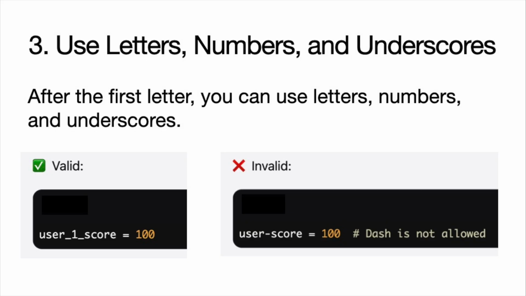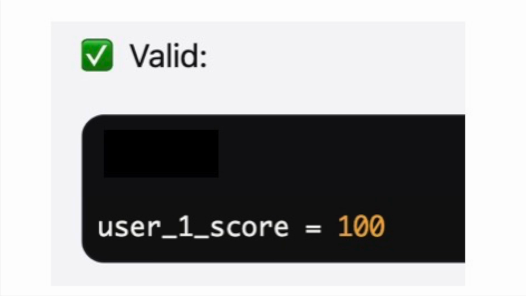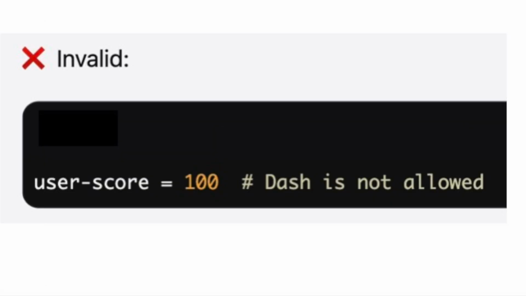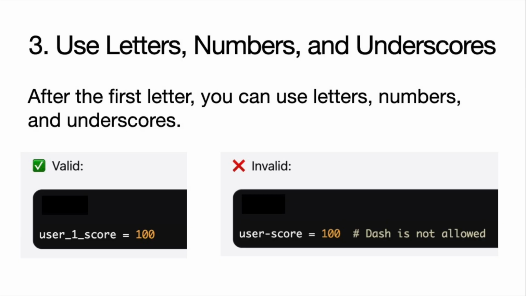3. Use letters, numbers, and underscores. After the first letter, you can use letters, numbers, and underscores. Valid: user1_score = 100. Invalid: user-score = 100. A dash is not allowed. Only underscores can be used, not dashes or other symbols.